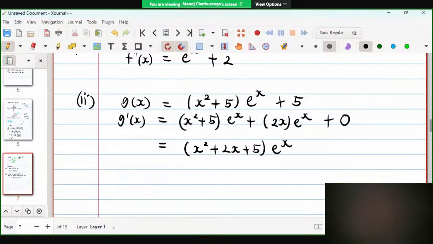Not just the sum rule and product rule, we can do it with the quotient rule. I will leave one for you. Can you differentiate this last function?